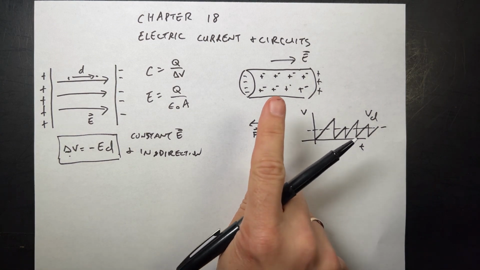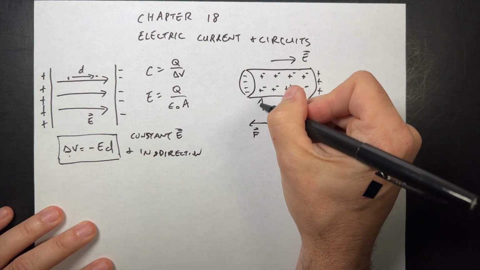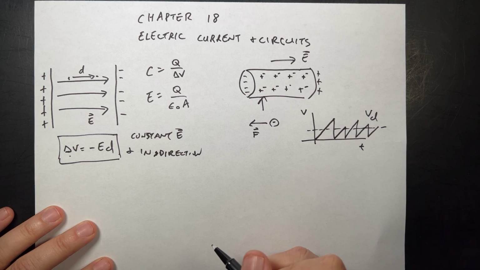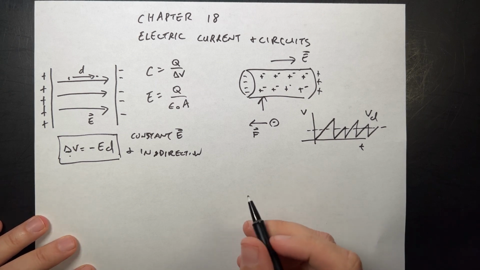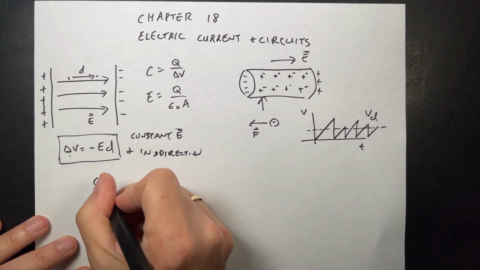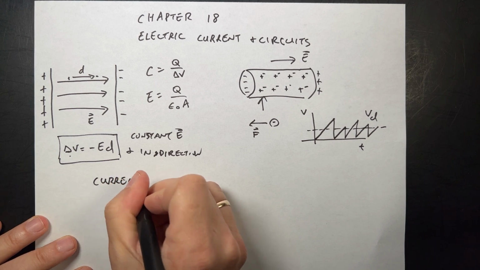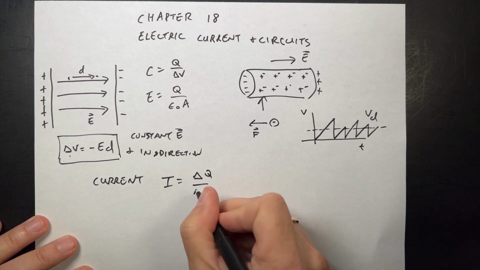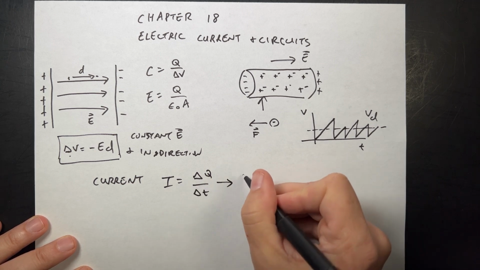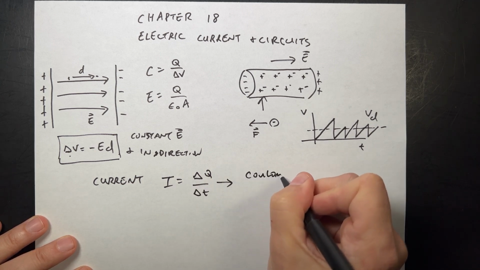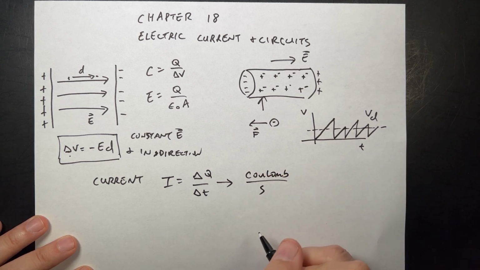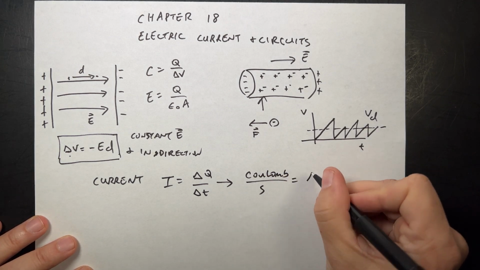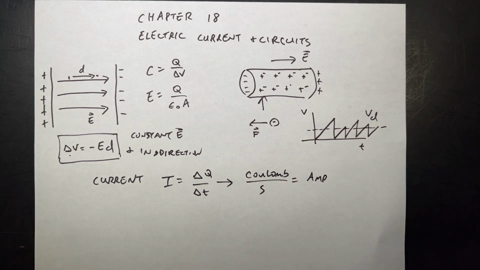But the most important thing is that if I count the number of charges that move past this point per second, we call that the electric current. So current is defined as I equals delta Q, change in charge, over the change in time. And this has units of coulombs, the unit for charge, per second. And a coulomb per second is an amp, or an ampere, but we always call it amp. Okay, so that's the definition of electric current.